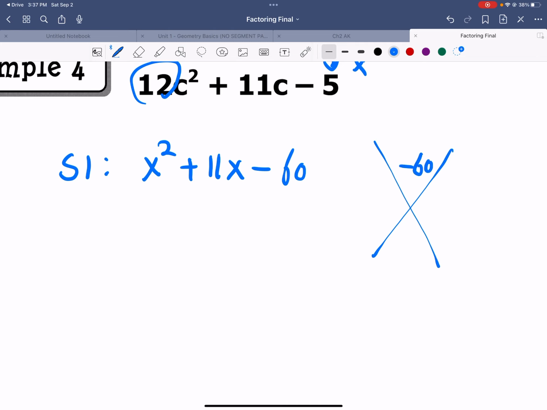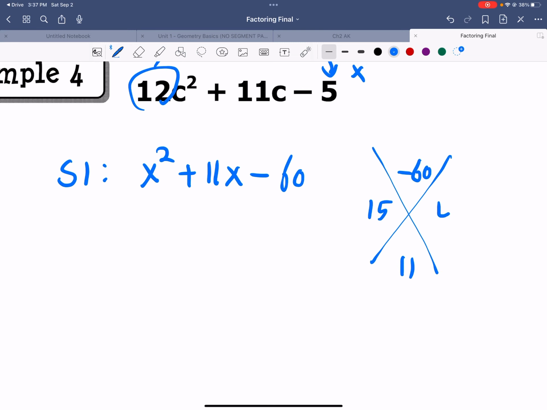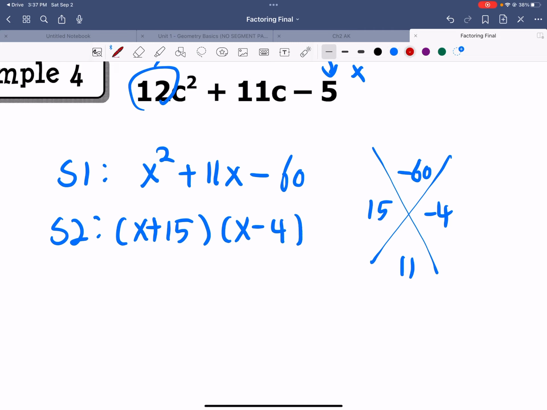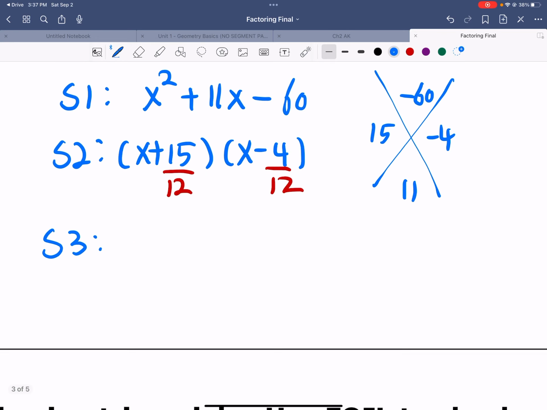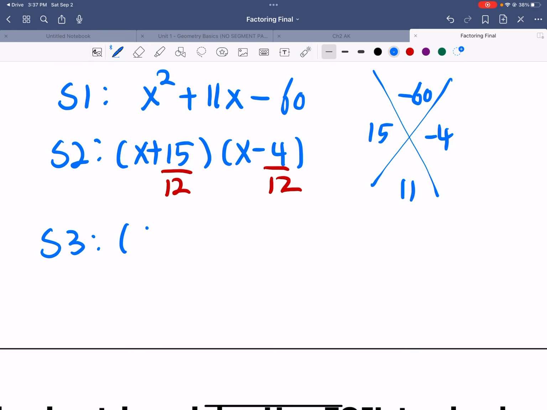Negative 60 and 11. Let's see what numbers can give you this. Maybe 15 and 4, with the negative. So step number 2 is going to be x plus 15 and x minus 4. And you have to divide each number by what you slipped over, in this case 12. So step 3, let's simplify. 15 over 12 is going to be 5 over 4. And 4 over 12 is going to be 1 over 3.